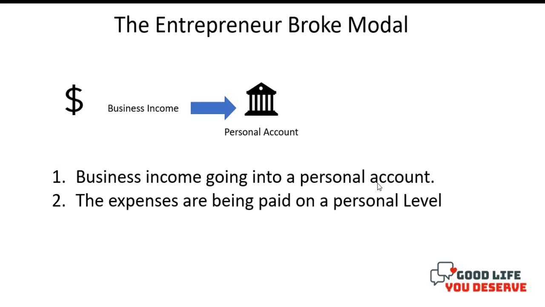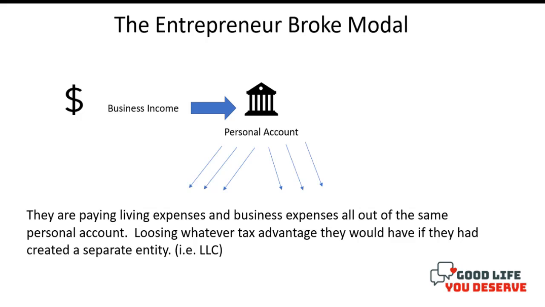So, the entrepreneur broke model is you have a personal account, and all your business income is going into that personal account. And also, the expenses are being paid out of that personal account. What is wrong with that? Well, when you're doing it that way, you're losing whatever tax advantage that you may have if you had created an entity.